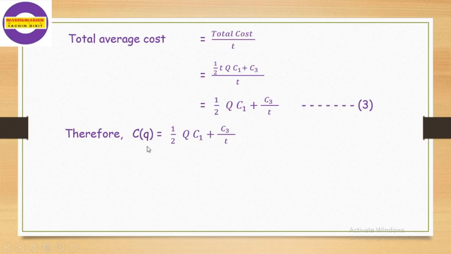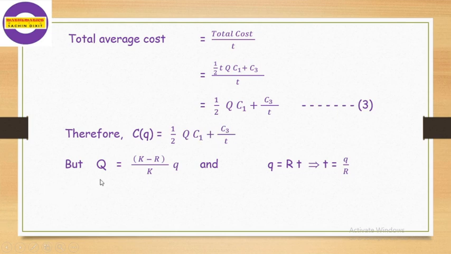But cost is a function of Q, a function of quantity. So we have to convert it into Q format. Here there is no Q, so we have to convert it. How to convert? We know that capital Q is equal to K minus R divided by K into q. So we put this value in the first expression, and we also know that Q is equal to R into T, that implies T is equal to Q upon R, that we put here. So this expression becomes a function of Q.